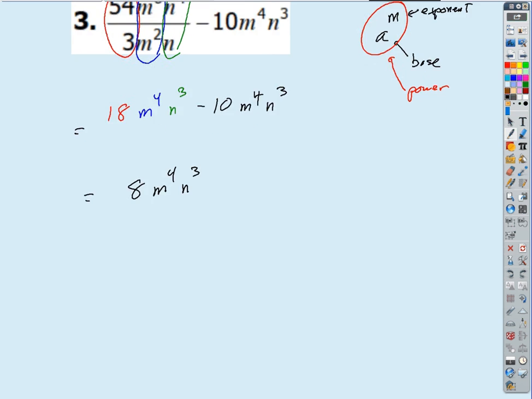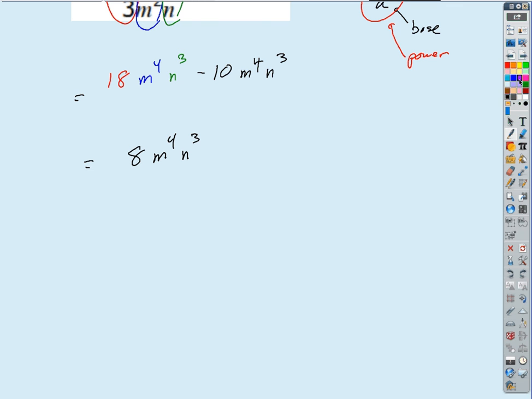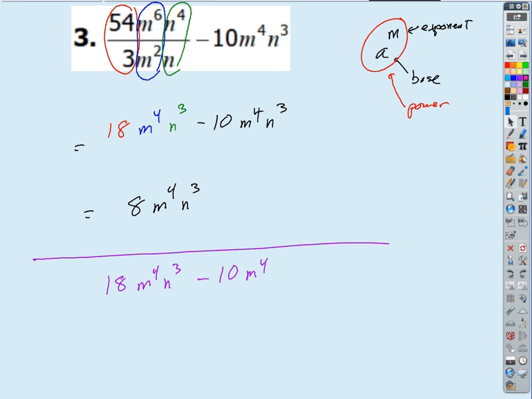Okay, now hypothetically, when we were doing this problem, what if we had gotten something like this instead? What if I had gotten 18 m to the 4th n cubed minus 10 m to the 4th? Then you can't do anything. You're right, because they're not like terms. I've got 18 apples minus 10 oranges, they don't subtract, right? They're not like terms. Okay? So, okay, we did that. Good.